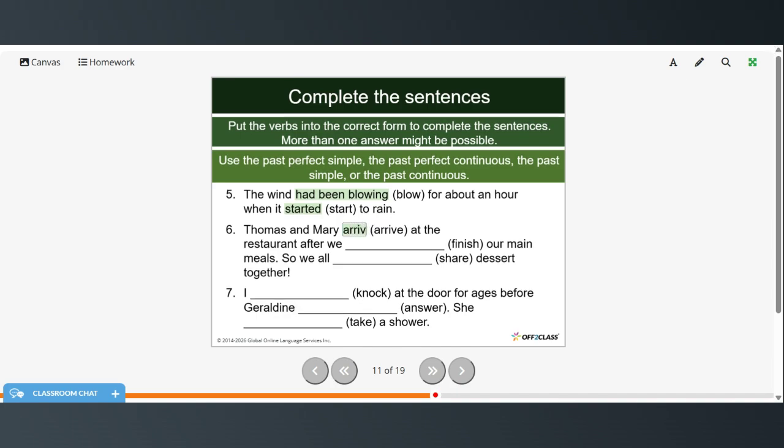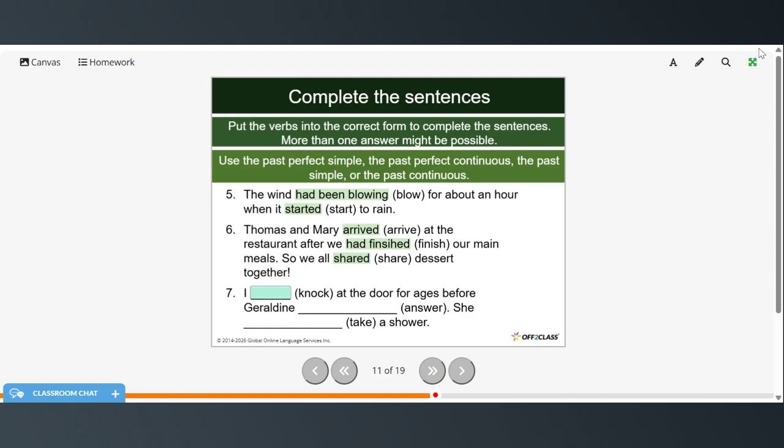Thomas and Mary arrived at the restaurant after we had finished our main meals, so we all shared desserts together. I had been knocking at the door for ages before Geraldine answered. She had been taking a shower.